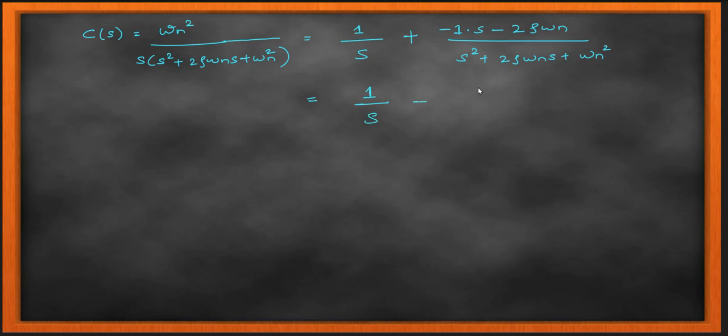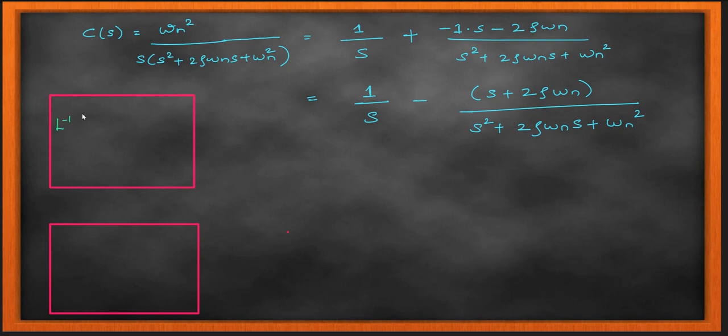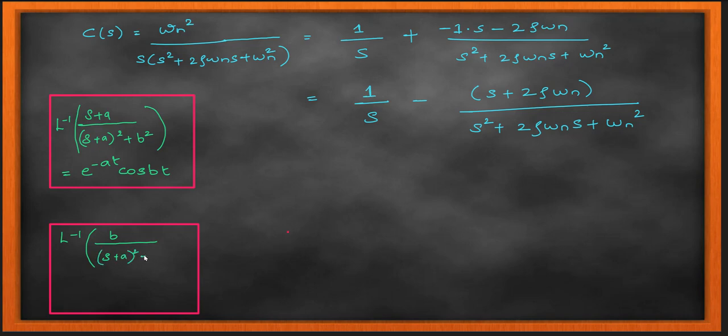I get something like this, but the next step is not very straightforward. How do I solve this? What is the inverse Laplace? I need to take the inverse in order to get the step response C of t. The closest formulas where I can apply my inverse are: s plus a divided by s plus a the whole square plus b square is equal to e to the power of minus at cos bt, and b divided by s plus a the whole square plus b square is e to the power of minus at sine bt.